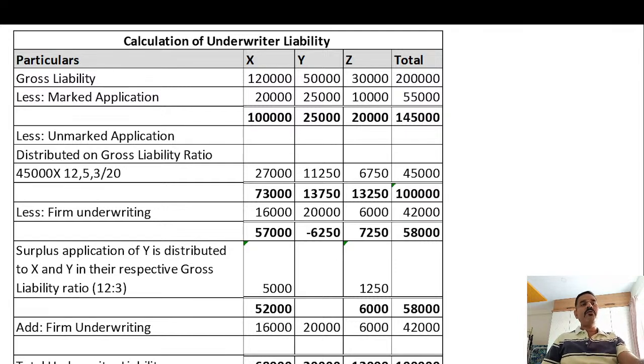Then again you have to add back firm underwriting. Then you will come to know the total underwriter's liability. These are the simple steps in calculating the underwriter liability. It's very easy. Problems like this will come in your question papers.